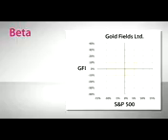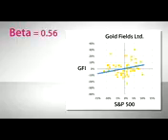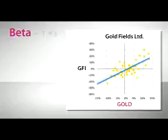Finally, let's look at a gold mining stock. This is Gold Fields Limited. Its beta is only 0.56, but there's almost no correlation to the S&P 500. But what if instead of the S&P 500, we compared Gold Fields to the price of gold itself? Well, now we see a much stronger relationship, a beta of 1.45 and a correlation of 0.54.